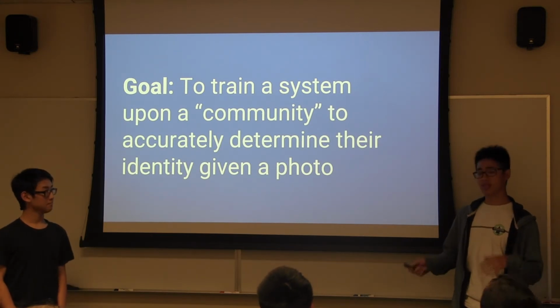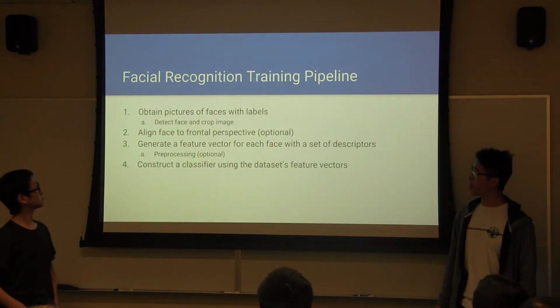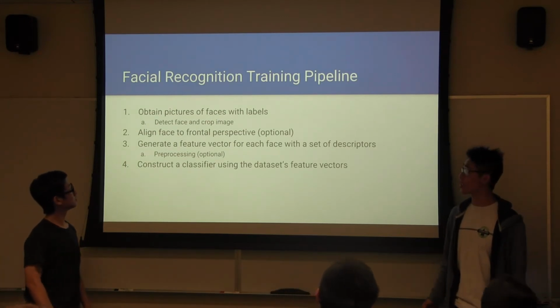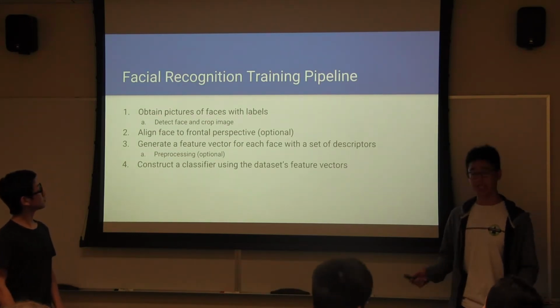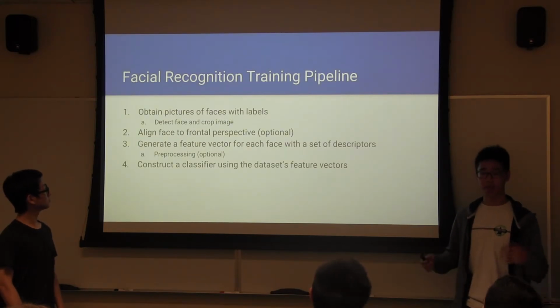And so the benefit of this is a smaller sample size of people. My pipeline generally has 4 steps. One is obtaining the pictures of faces and labels for the training data. Our end goal is to scrape Facebook and get that from people's profiles.